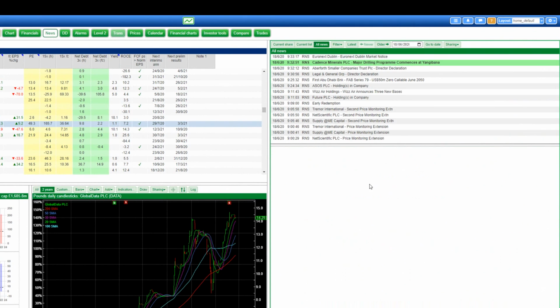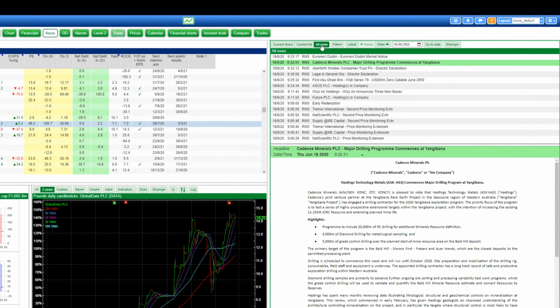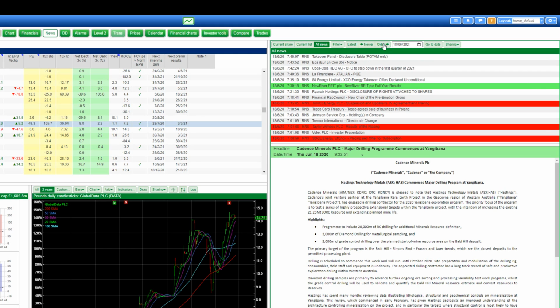We'll look at the news list later and how we can set that up. Again, you can go all news here, and then you can have a look at the news of the day. You can go newer or older. We can go back to 7 o'clock. And there you can see a lot of reds.